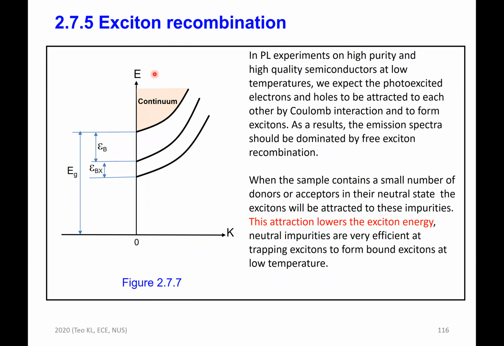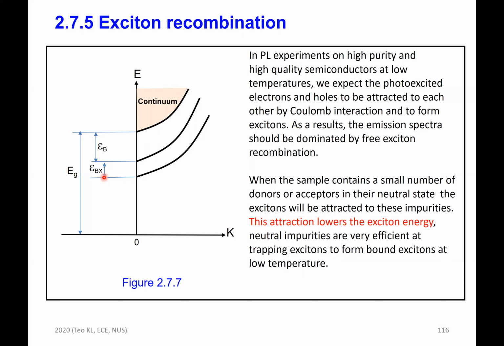Now, let us talk about exciton recombination. So again, the two particle diagram: this is the continuum state where n tends to infinity. This is measured from the ground state. There is the band gap. This is the binding energy of the free exciton. This is the binding energy of the bound exciton. Let's say in a photoluminescence experiment, at low temperature, you're able to see Coulomb attraction between the free electron and free hole, and therefore you're able to see the exciton.